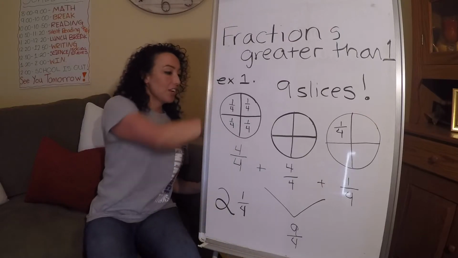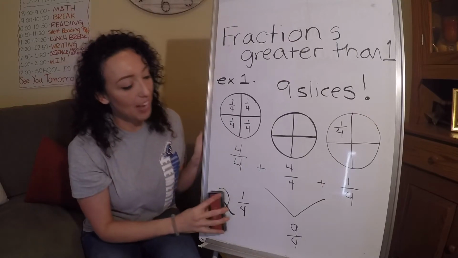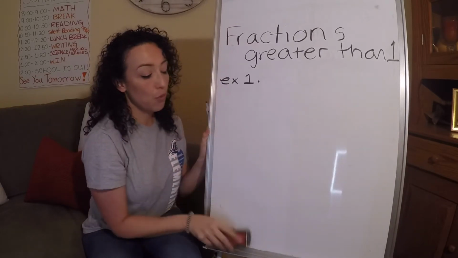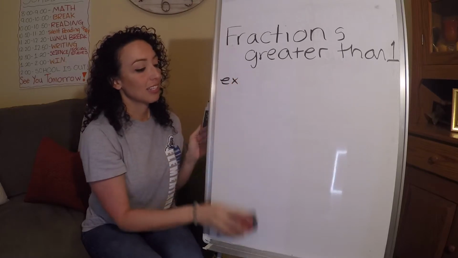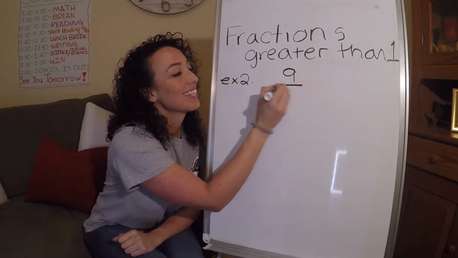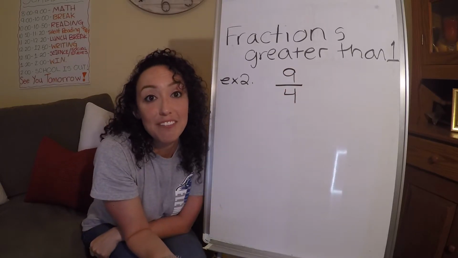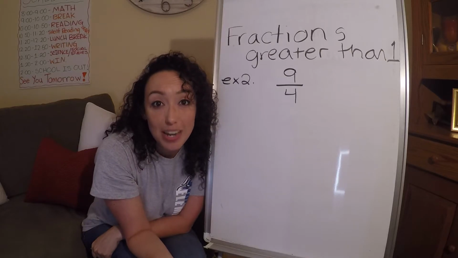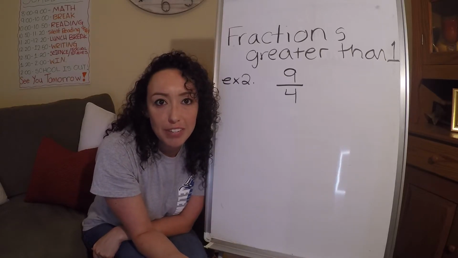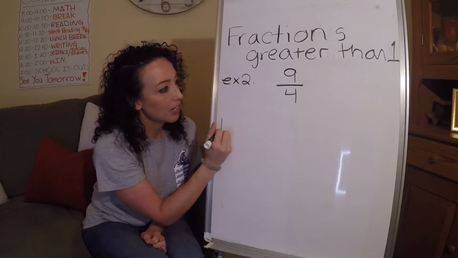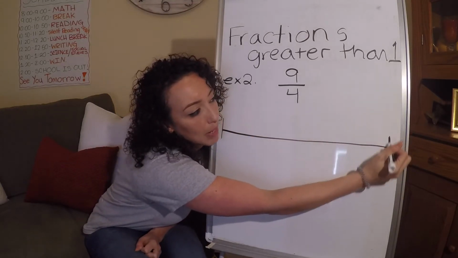So real quick, before you go, if I were to take this and see 9/4, and say that instead of them asking how many whole pizzas it had, it asks you to represent it on a number line. It might look a little different. So let's talk about that. I want you to draw your number line all the way across your paper.